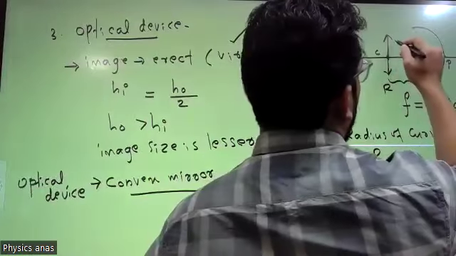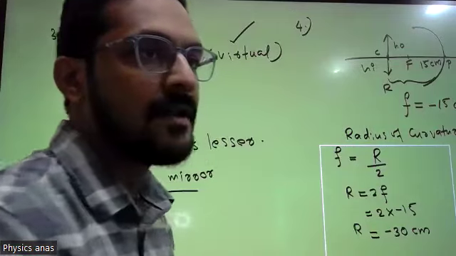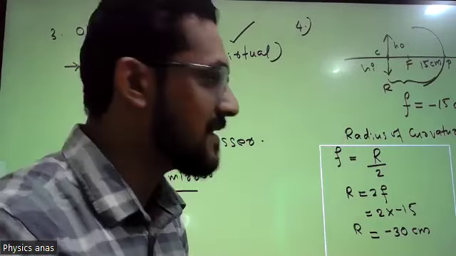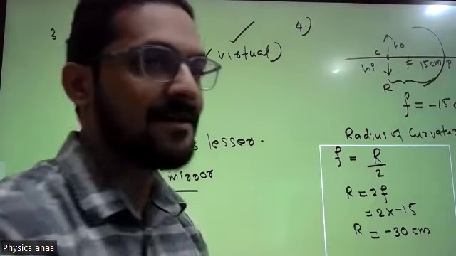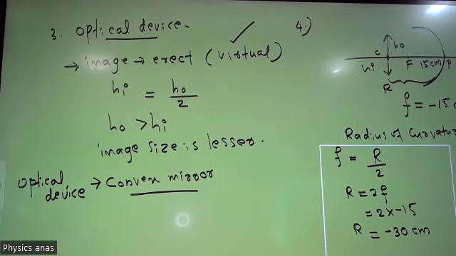This is the object, HO, height of object. This is the image, HI, right? There is no distance between object and image. They are on the same point. That means the distance between object and image is 0. That's the answer. Is that an option? Yeah. Then 0 is our answer. Okay, good, Neil.